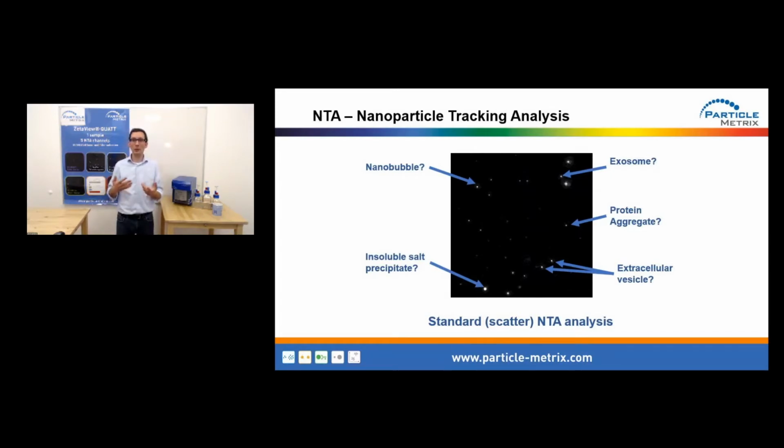The thing is, it's a physical measurement technique. It's not specific. So a typical scatter image is not specific. So you might be wondering, is it your real analyte? Is it a protein aggregate? Or is it the extracellular vesicle you're actually looking for? So that's why we actually need specification. And that's one major thing I'm going to talk about.